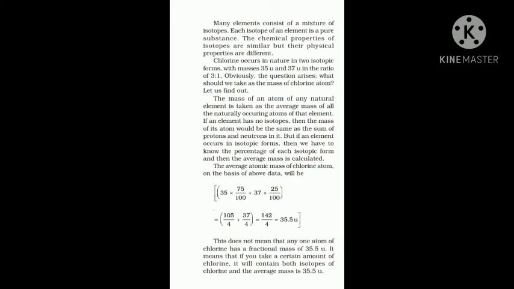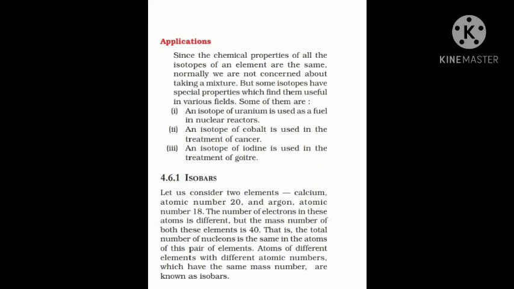The average atomic mass of a chlorine atom on the basis of the above data will be 35 into 75 by 100 plus 37 into 25 by 100, which is equal to 105 by 4 plus 37 divided by 4, which is equal to 142 divided by 4, equal to 35.5 U. It means that if you take a certain amount of chlorine, it will contain both isotopes of chlorine and the average mass is 35.5 U.